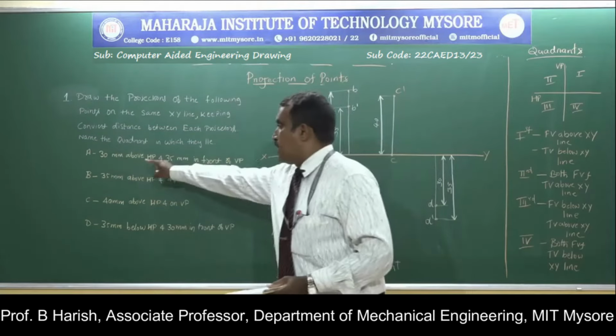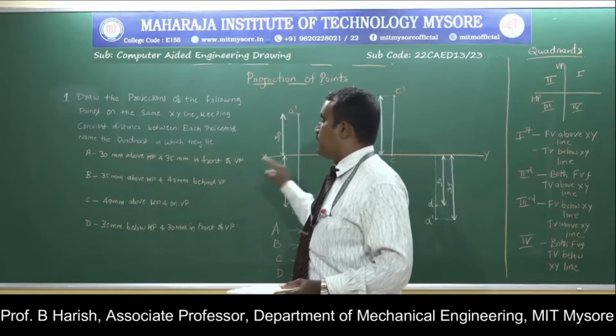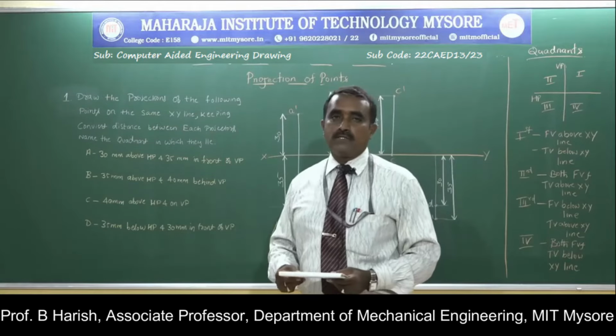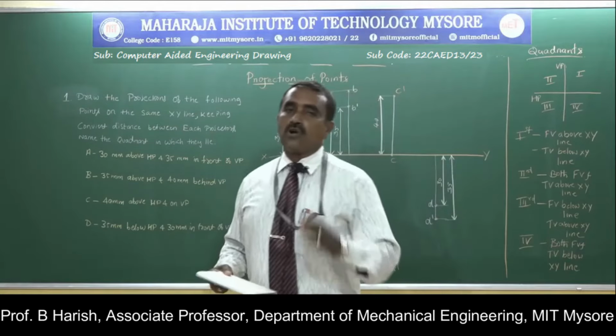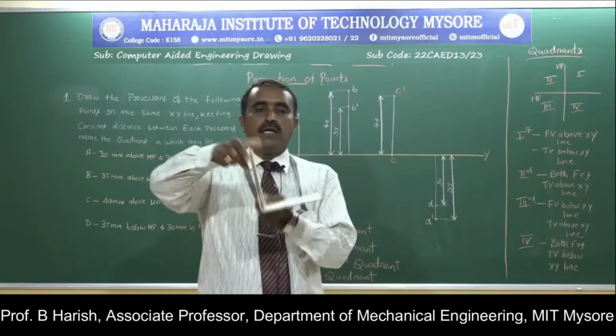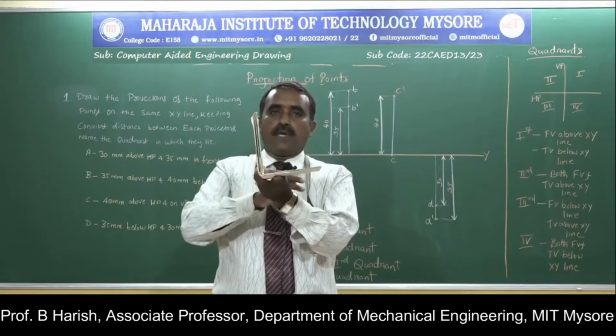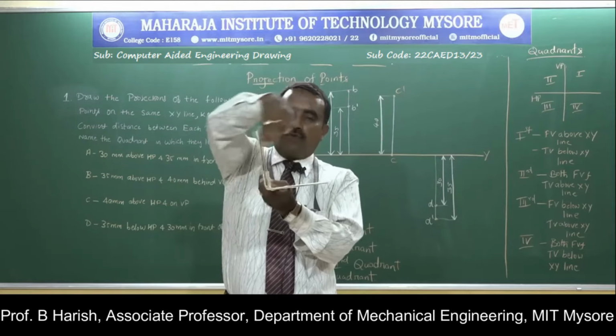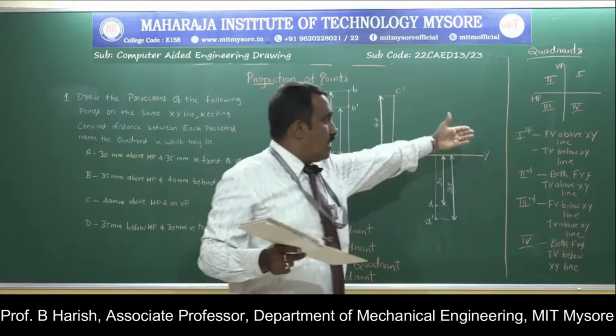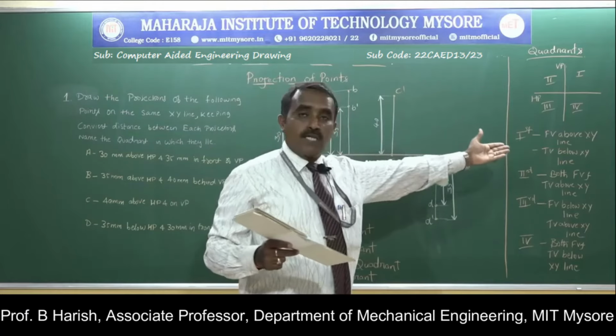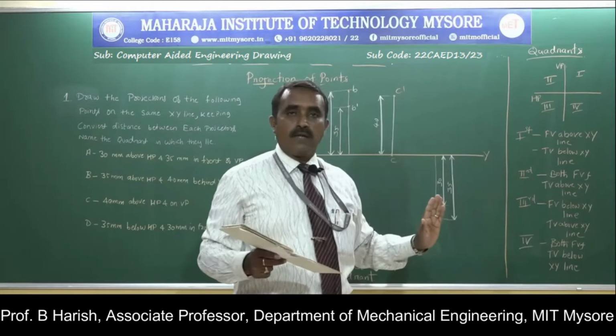First point: 30 mm above HP and 35 mm in front of VP. So how to draw the projections? First, the position: 30 mm above HP, 35 mm in front of VP. So top view is here, front view is here. I know the first quadrant rule: front view will be above the XY line, top view will be below the XY line.